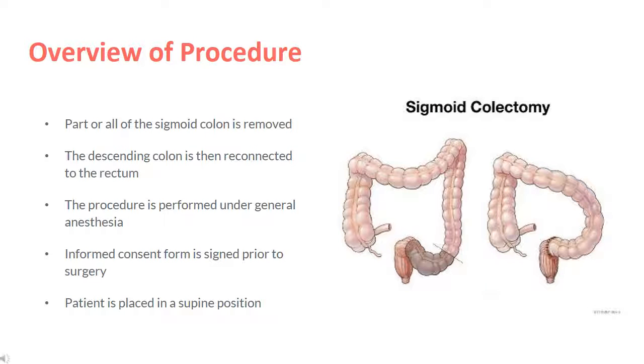The sigmoid colectomy is a very complicated procedure. We will not go through every detail in this presentation, but instead we will focus on some of the important concepts. Basically, part or all of the sigmoid colon is removed. Once that is done, the descending colon is then reattached to the rectum, and then the patient is closed up. The entire procedure is done under general anesthesia with the patient in a supine position.